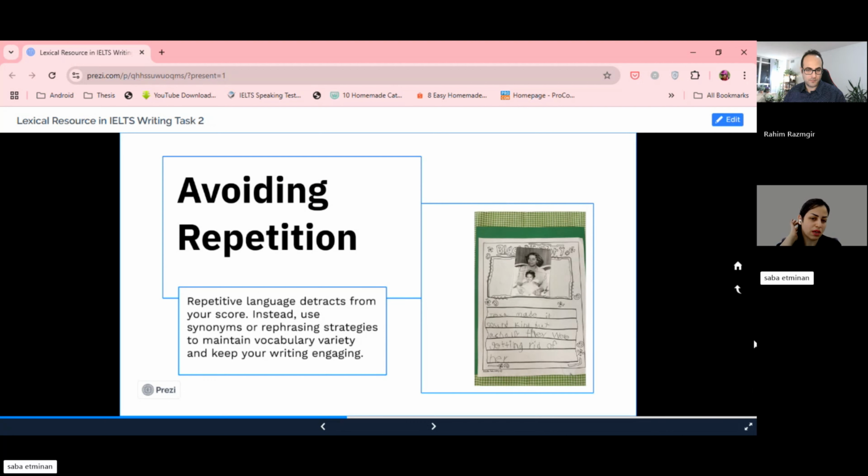Another tip here is avoiding repetition. Repetitive language detracts from your score. Instead, try to use synonyms or rephrasing strategies to maintain vocabulary variety and keep your writing engaging.